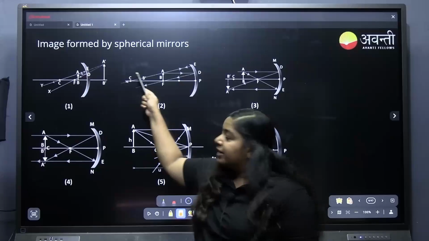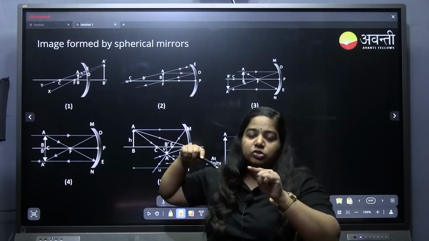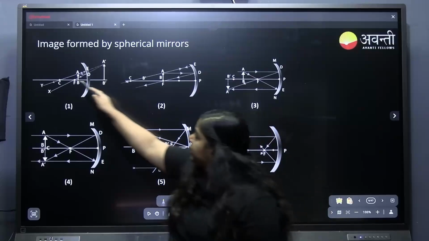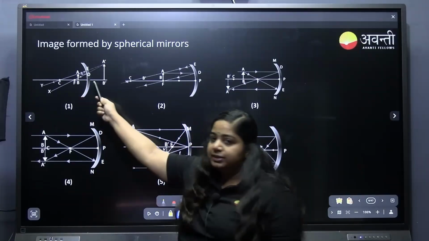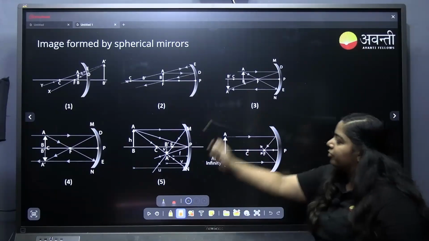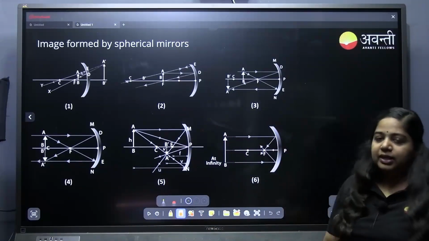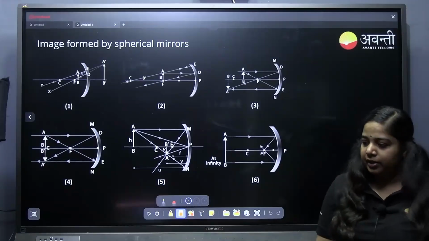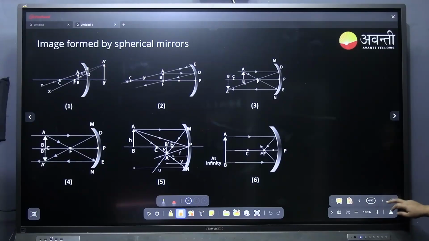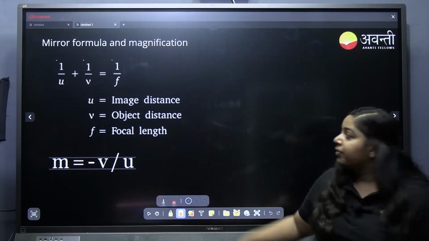A parallel ray coming will reflect and go back through the focus, and any ray passing through the pole will reflect with the same angle. So like that, we take the object between F and pole, at F, between C and F, on C, then beyond C, from infinity. These are the points which we will take for image formation. I hope that's clear.